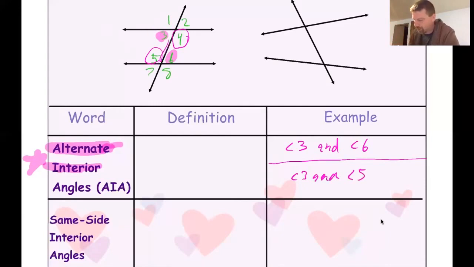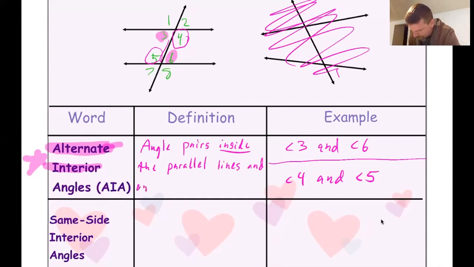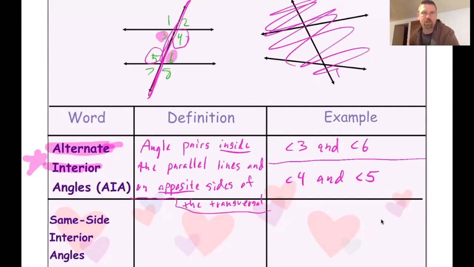So alternate interior angles occur in pairs, and they are only pairs with each other. So angle 4 and angle 5 are alternate interior angles. We don't need this one for our picture, but it'd be the same type of thing. All right. So definition, they are angle pairs inside the parallel lines and on opposite sides of the transversal. The transversal again being this line here, that line that cuts it in half.